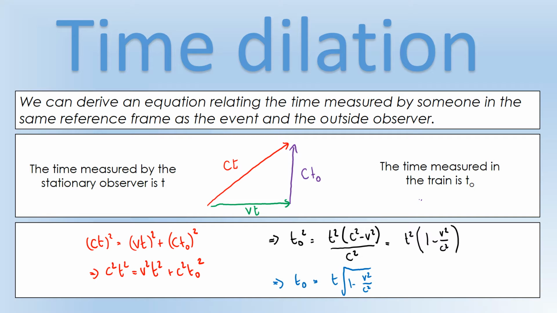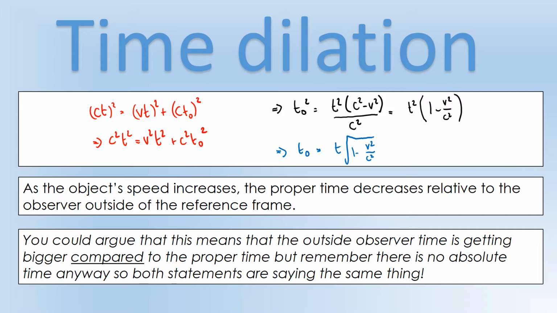So proper time, so the time measured by the person on the train in our example, is going to be equal to the time measured by the observer outside the reference frame multiplied by this square root of 1 minus v squared over c squared. We could have written v over c all squared if we wanted, but it doesn't really make any difference. So we've got an equation that relates the two measurements of time.